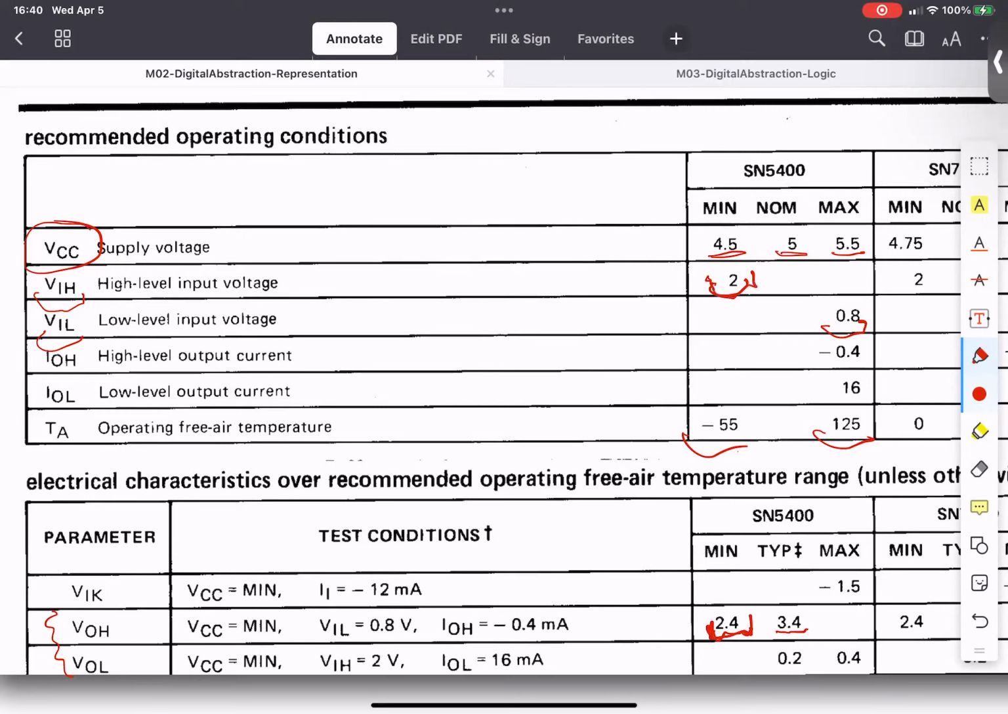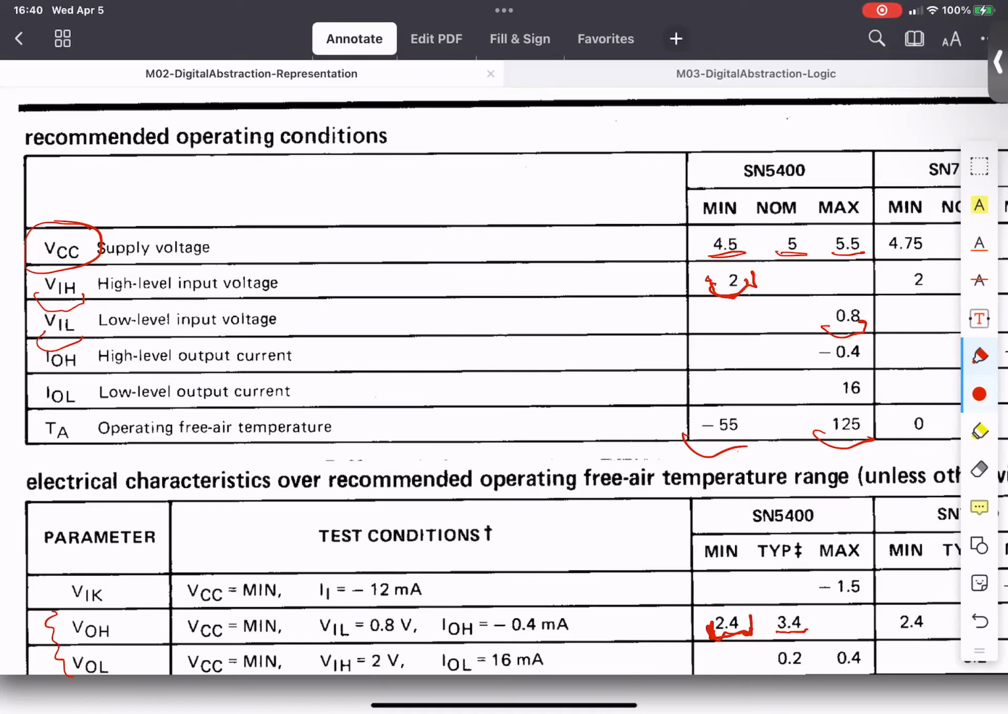Since it's outputting at least 2.4, and the circuit also said that as long as it's above 2 volt, it's a 1, that means I have a gap of 0.4. One circuit outputs certainly 2.4 or higher, and the next circuit says, as long as it's 2, I'm okay. So that 0.4 is the robustness margin that you have. That's the noise margin that I was referring to.